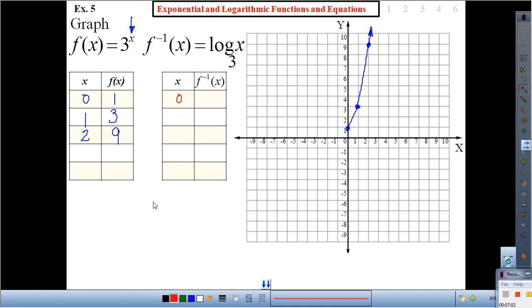So what do we do? Oh yeah, I remember, Mr. Q. f of 0 equals log base 3 of 0. Okay, then we change this to y equals log base 3 of 0. And then we change it to an exponential, so this becomes 3 to the y power equals 0. So we have a little dilemma here. 3 to the what power gives us 0? We don't know.